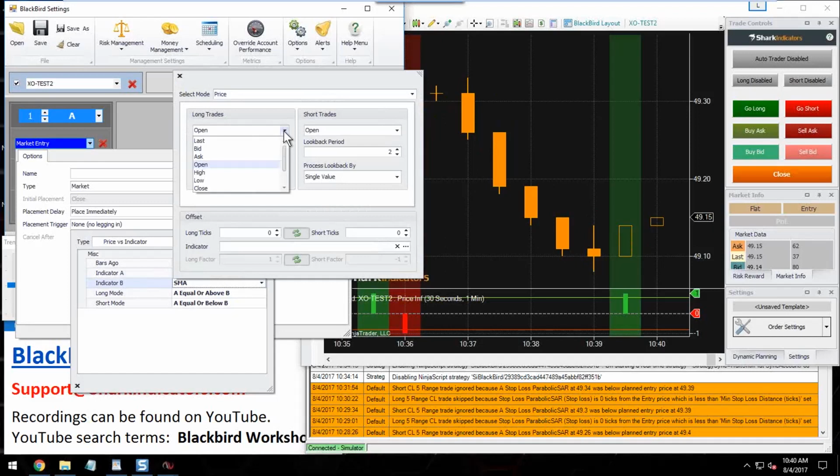And so we can do 2 things. We could use the last, or we could use the close. In this particular case, they're actually one and the same.